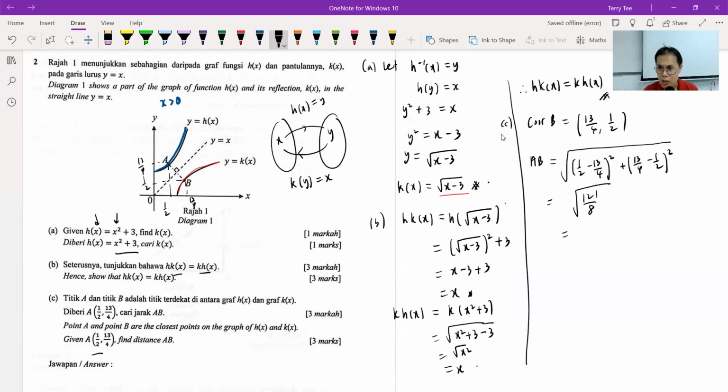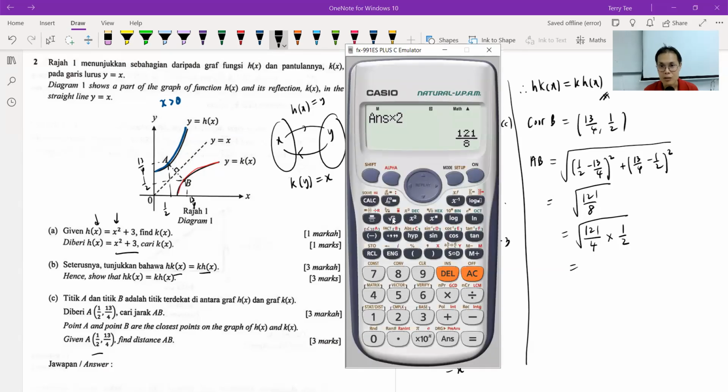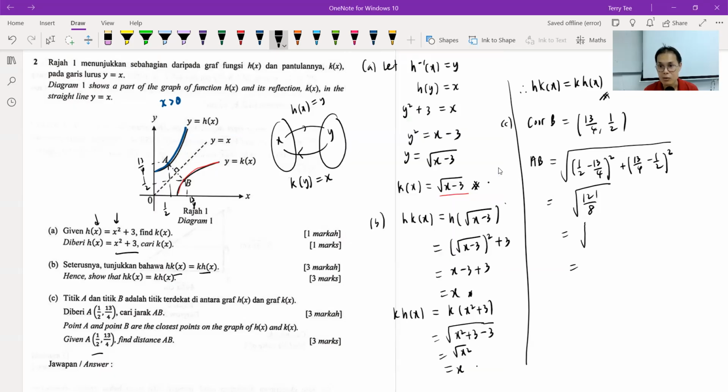You can change straight away to decimal, or if you want, you can leave it in surd form. But in surd form, we may have to rationalize this because it's an 8 here. 121 over 8. This one, you have to put a 1 over 2. You square root it. This is a bad idea because your answer will be in surd form, right? Maybe I put 16 straight away, because I need to rationalize it later on. So, okay, never mind. I'll just show you the long way.